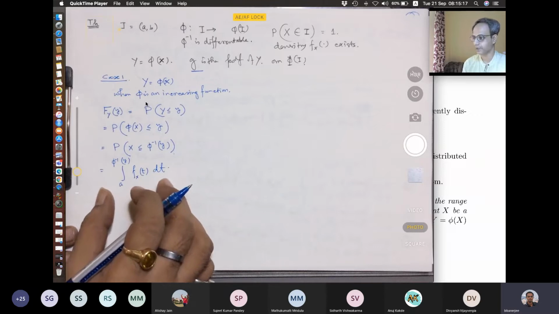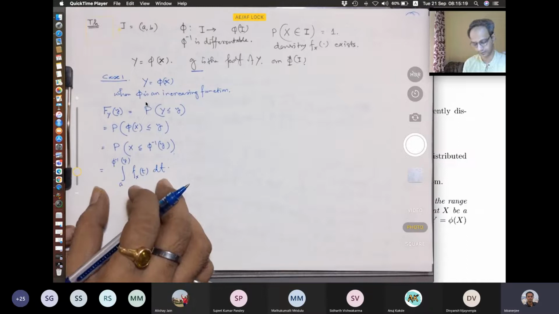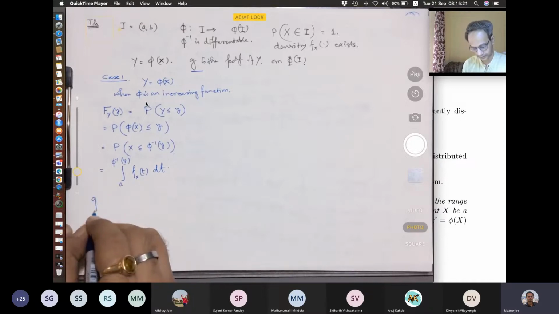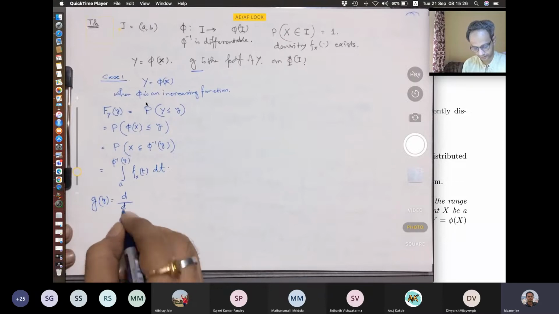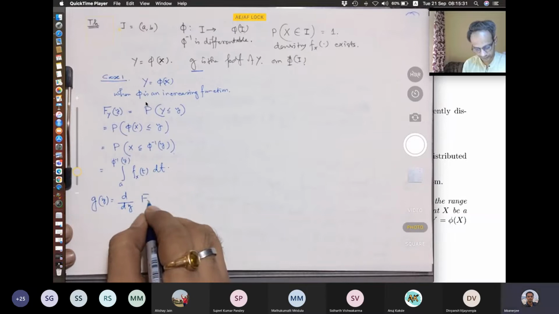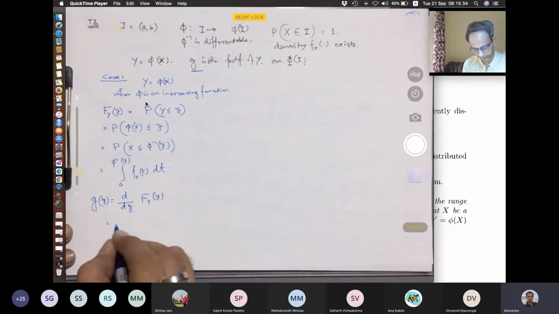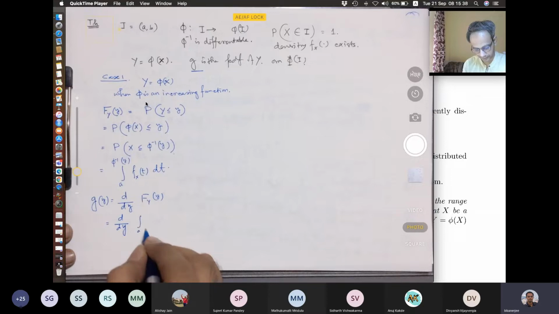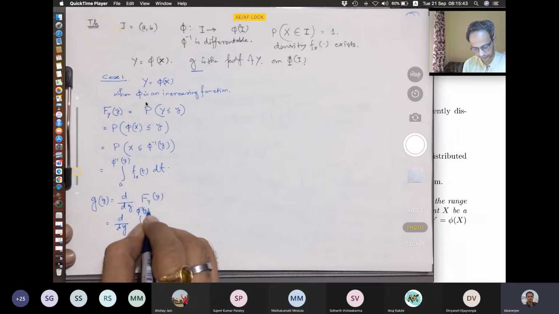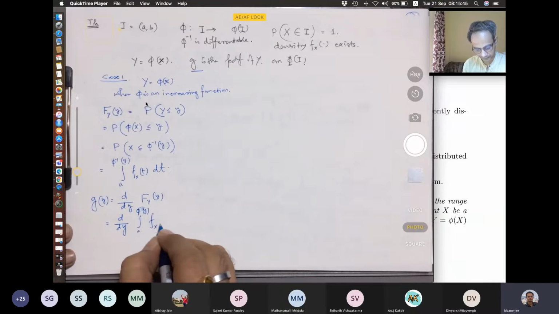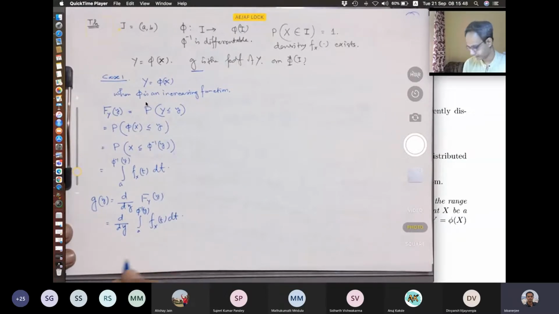Now, if you want to have the PDF from this CDF, what you need to do is that g(y) is the derivative of this CDF. So this is d/dy of the integration from a to phi inverse y of f_X(t) dt. Now please tell me what will be the expression.